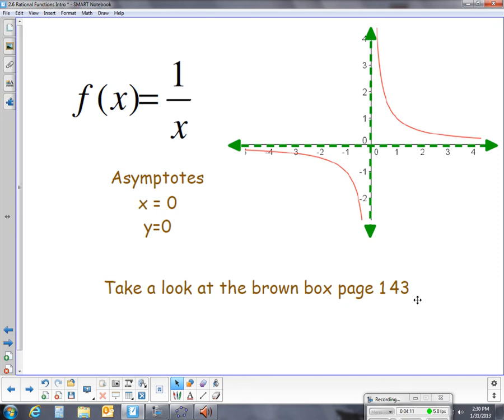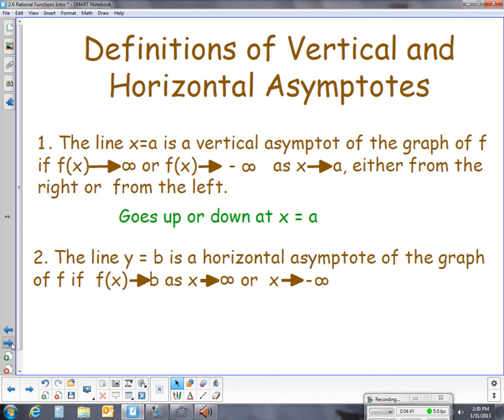And if you take a look at page 143 in your book, it talks about exactly what the definition of a rational function is. Much of what I've just gone through, it even gives the same example of 1 over x, talks about the domain and the range, and how it has no intercepts. Is this an even or odd function? Well, it's reflected across the origin, so that would be an odd function, and it's got a little bit of vertical symmetry and horizontal symmetry. Look at that in your book on page 143. It's really important that you understand how that looks.